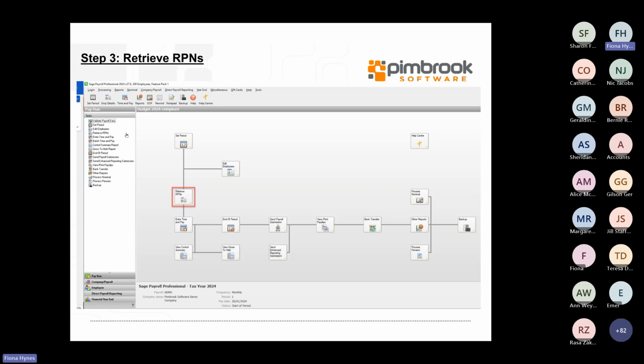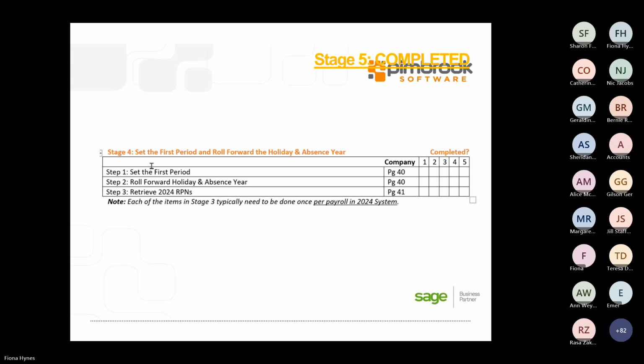Then you're ready to retrieve RPNs for the first period of 2024. So RPNs for 24 are usually available, and I believe they'll be available at the end of this week. And for information, you can always go to revenue.ie. So once you've completed steps 1, 2, and 3 in stage 4, you can continue processing your payroll as normal. And that's stage 4 complete, and year end basically complete, and you continue with 2024 processing after that.